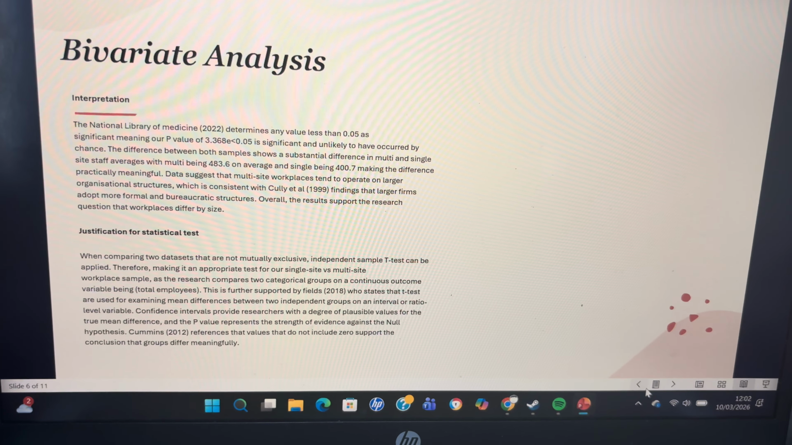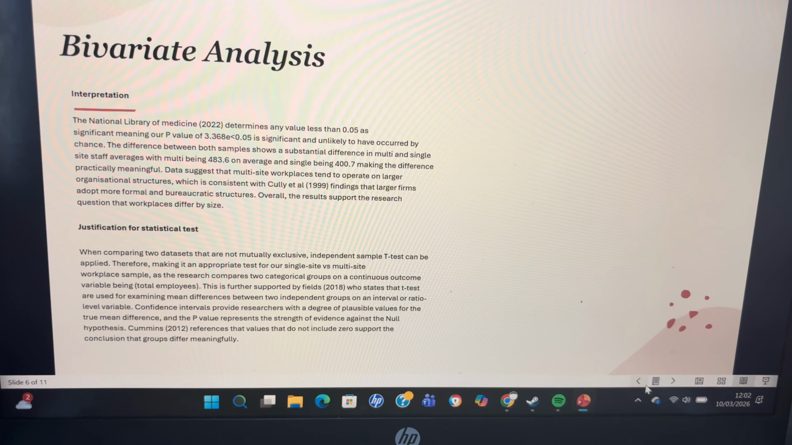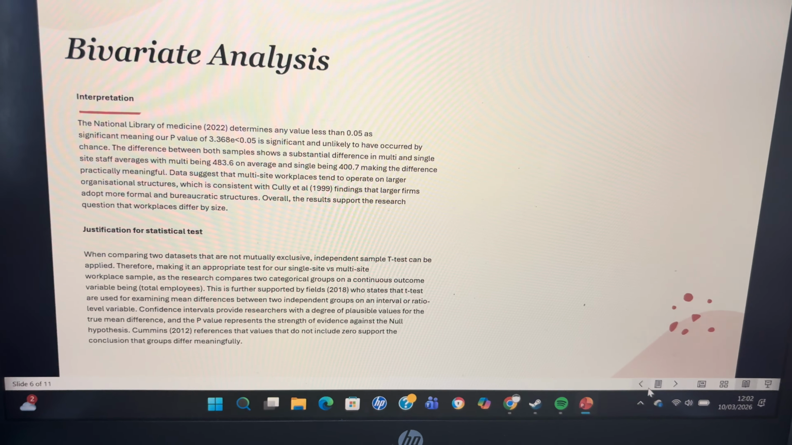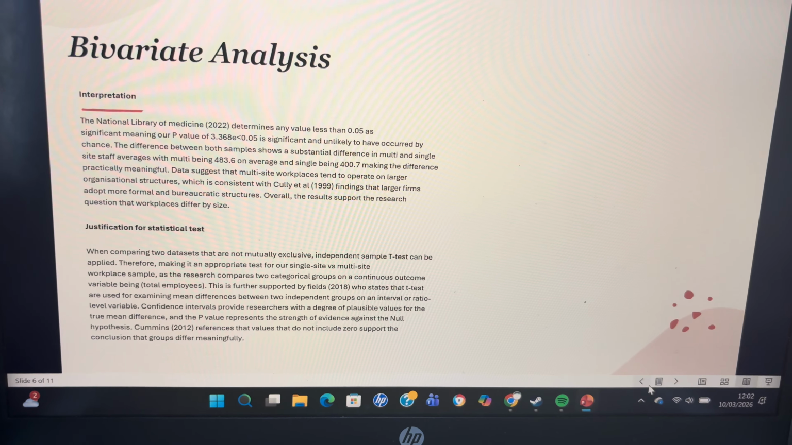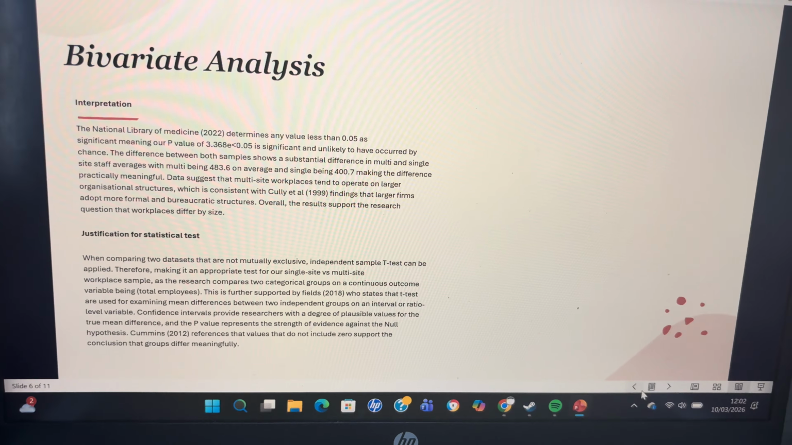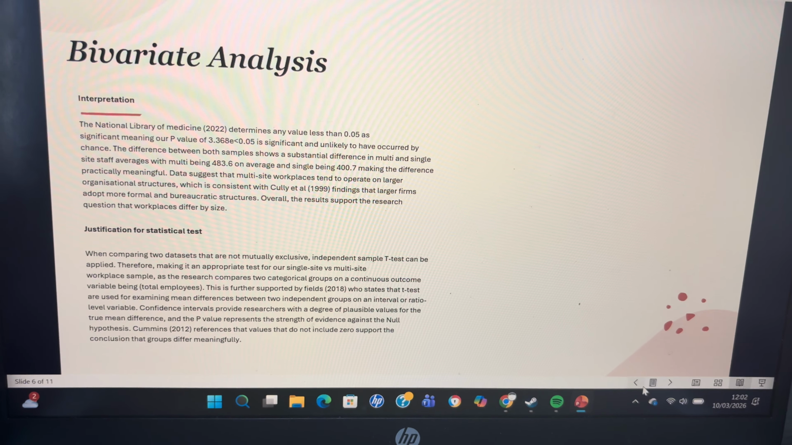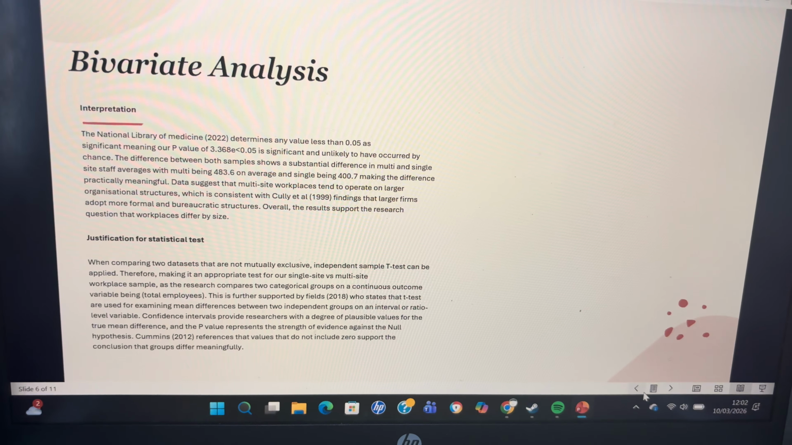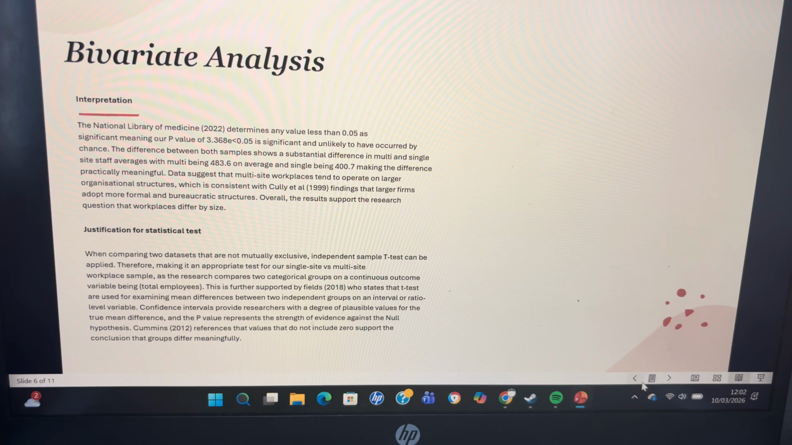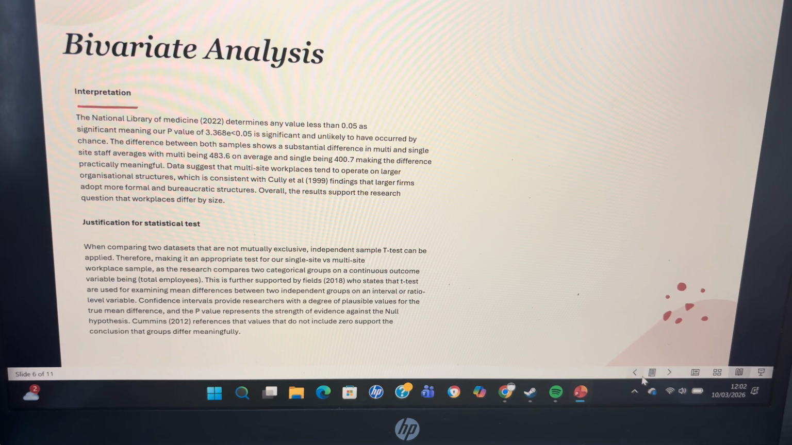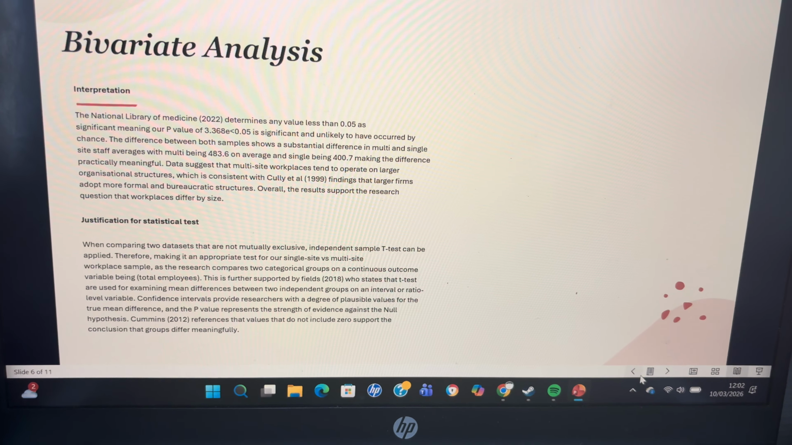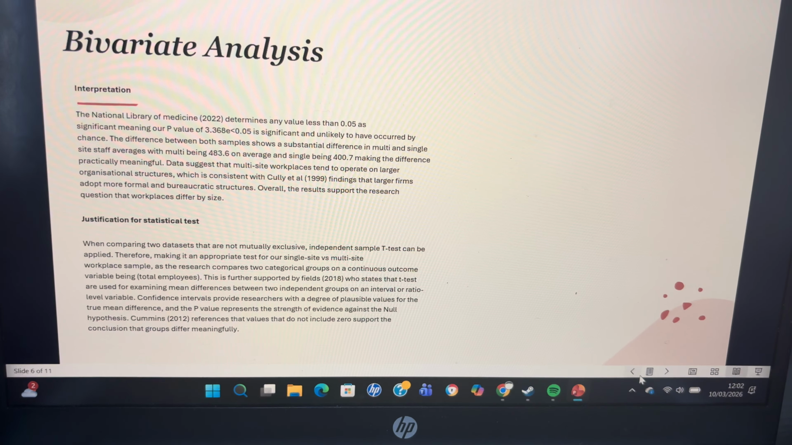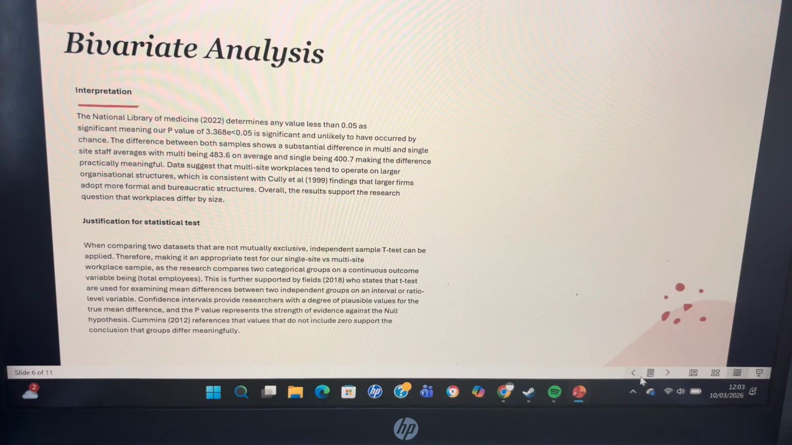When comparing two data sets that are mutually exclusive, independent sample t-tests can be applied, therefore making it an appropriate test for our single-site versus multi-site workplace sample. The research compares a categorical variable on a continuous outcome variable, being total employees. This is further supported by Field, who states that t-tests are used for examining mean differences between two independent groups on an interval or ratio level variable.